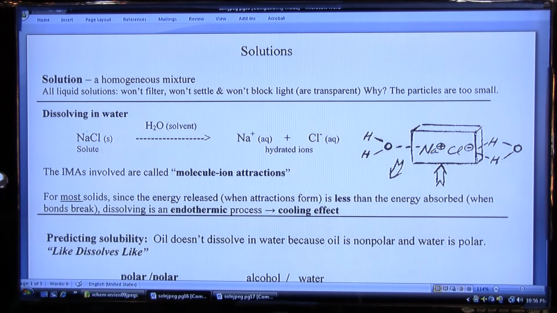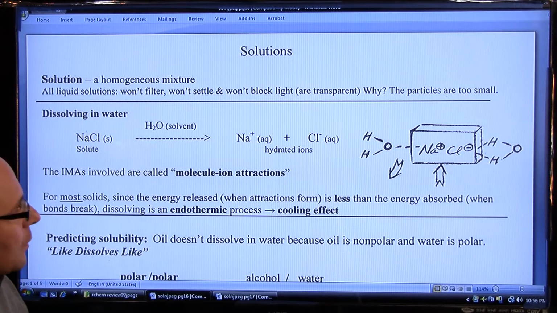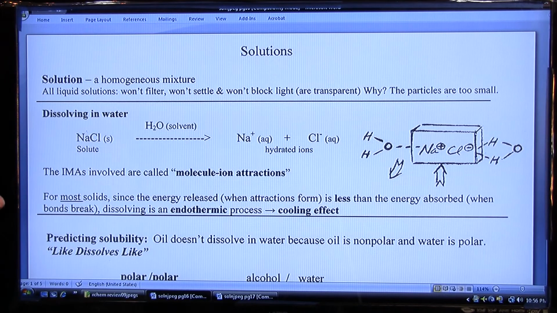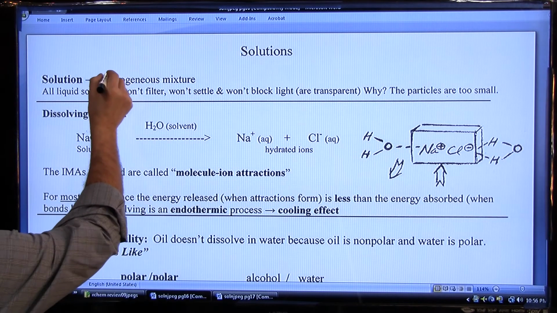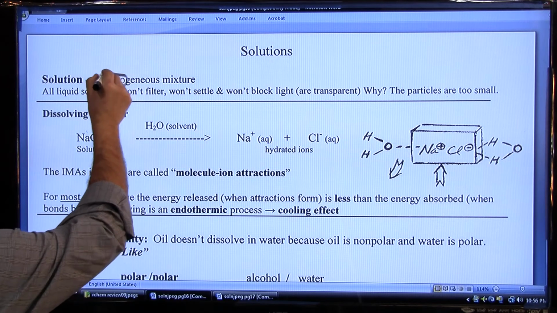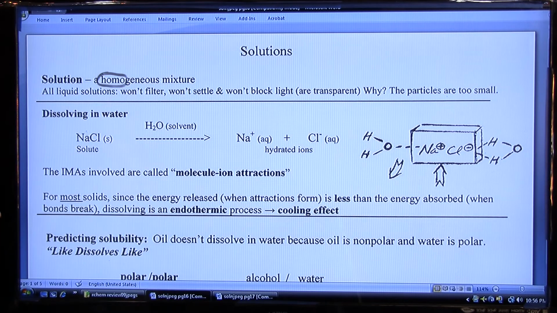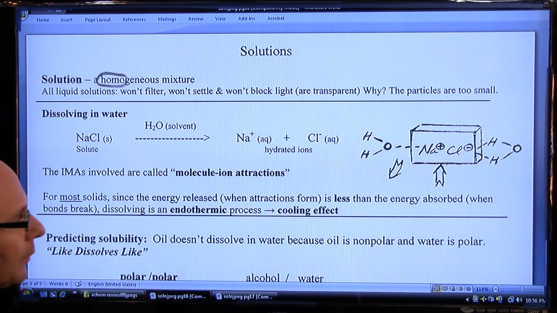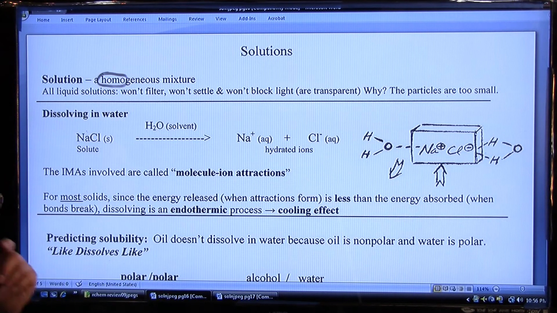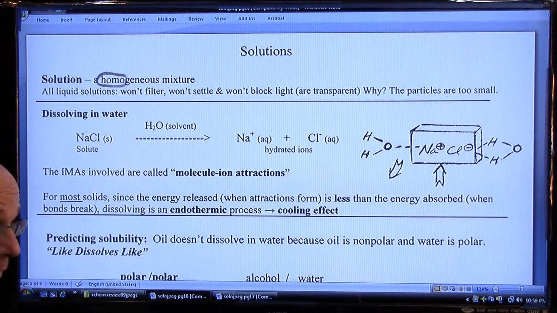Okay, let's take a look at solutions. We mentioned solutions before in the very first unit. A solution is a homogeneous mixture. That's a key word there. Homogeneous means that once this type of mixture is formed, the components are not distinguishable. They look the same. So one word for homogeneous mixture is solution.